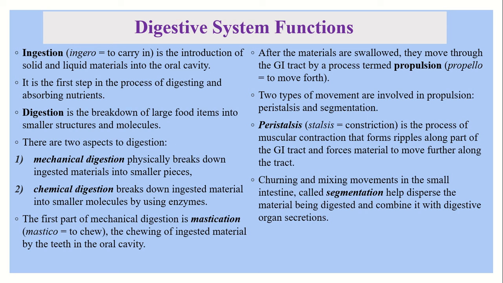The first part of mechanical digestion is mastication, the chewing of ingested material by the teeth in the oral cavity. After the materials are swallowed, they move through the GI tract by a process termed propulsion. There are two types of movement in propulsion, peristalsis and segmentation. Peristalsis is the process of muscular contraction that forms ripples along part of the GI tract and forces the material to move further along the tract. The churning and mixing movements in the small intestine are called segmentation, which help disperse the material being digested and combine it with digestive organ secretions.